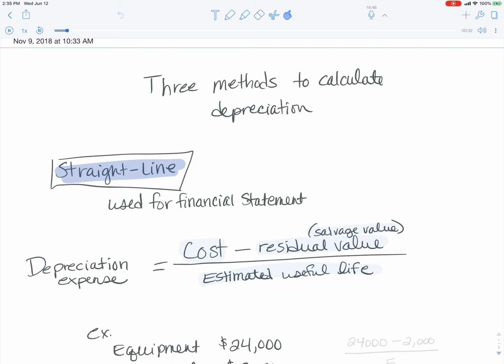Now straight line depreciation is primarily used for financial statement purposes, and here's the formula. We're going to take the cost of the equipment, furniture, whatever the fixed asset is. We're going to subtract something called a residual value, sometimes also called a salvage value. This is what the worth of the asset is going to be at the very end, what we could get for it. Not exactly what it's worth, but what we could get for it. Kind of like trade-in value is residual value. And then we're going to divide it by an estimated useful life of the asset.